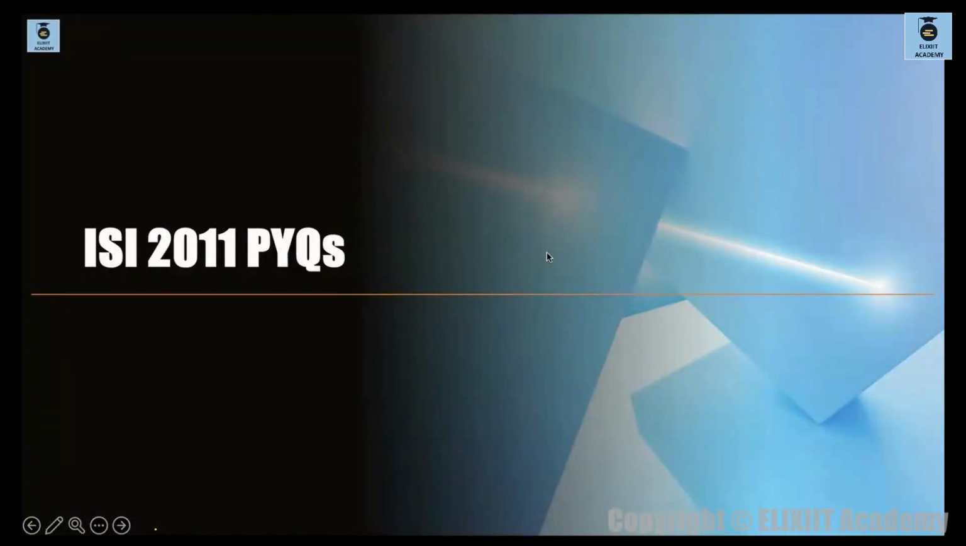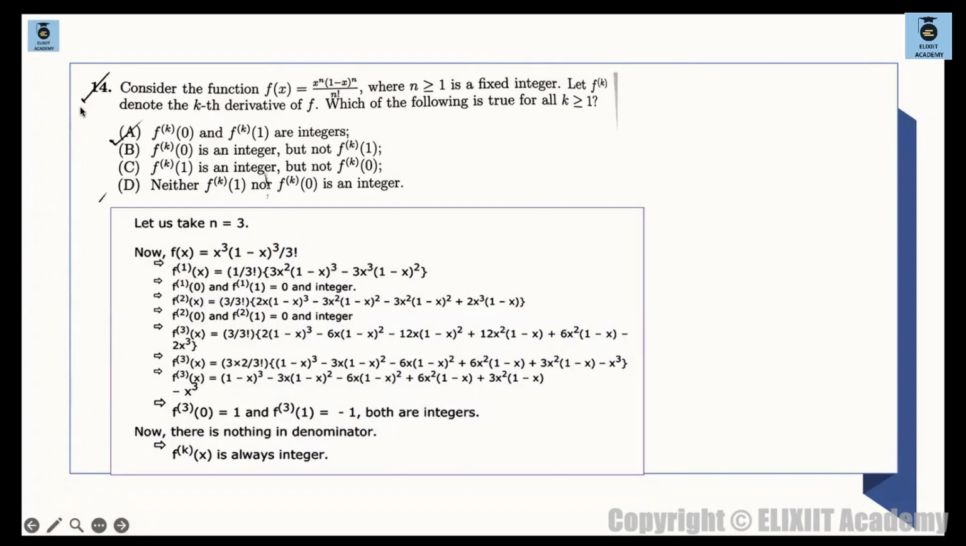Okay, next we move on to 2011 PYQs. So here we have the first question, which says consider a function f x, which is x to the power of n into 1 minus x whole to the power of n divided by n factorial, where n is greater than or equal to 1. Now this is given to be a fixed integer. Let f k denote the kth derivative of f. Then which of the following is true?